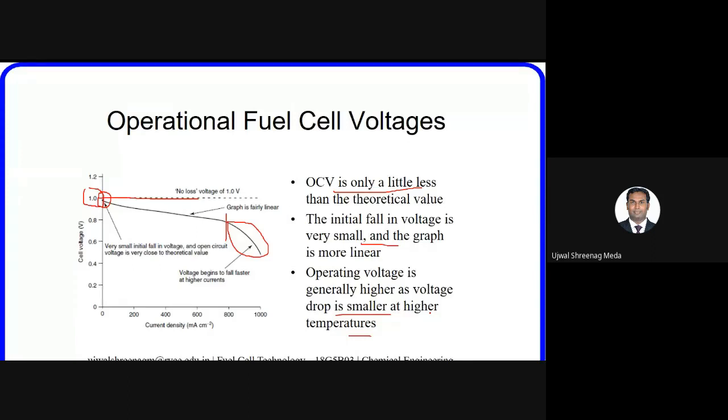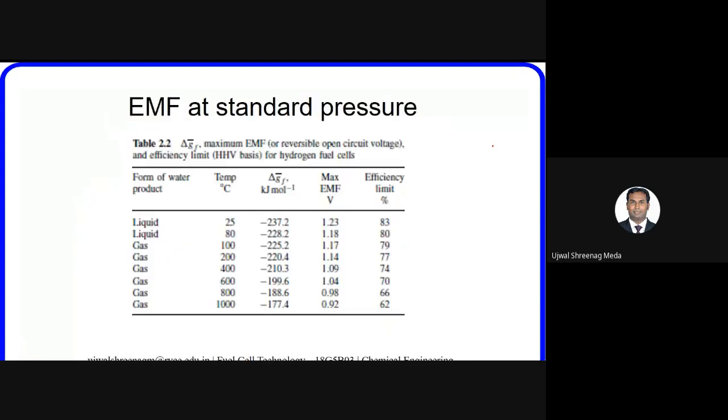This is how you compare the IV curves of fuel cells operating at temperatures less than 100 and more than 100, at very high temperatures. So now we understood how to interpret an IV curve, what information can be extracted from an IV curve, and how it is plotted. So this is again the table which I had shown earlier.